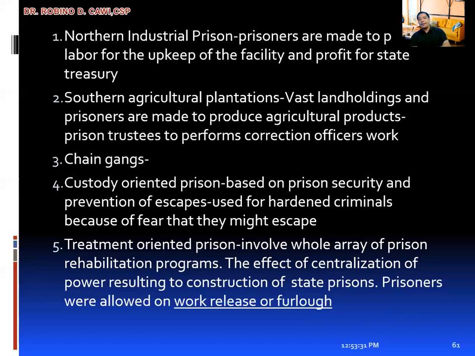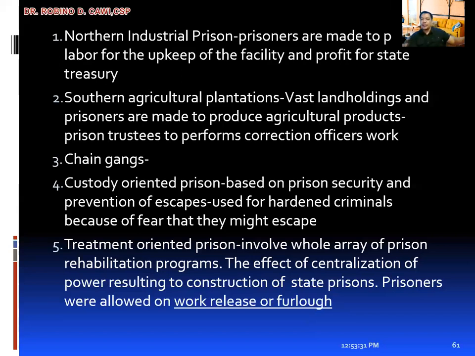Okay, so the effect of centralization of power resulted in the construction of other state prisons. And of course, prisoners were eventually allowed to work, on what we call work release or furlough. Under the so-called work release or furlough, the inmates could choose how they would serve their sentence. If they are given a period of 6 months of imprisonment, they could choose to serve it 1 week at a time.